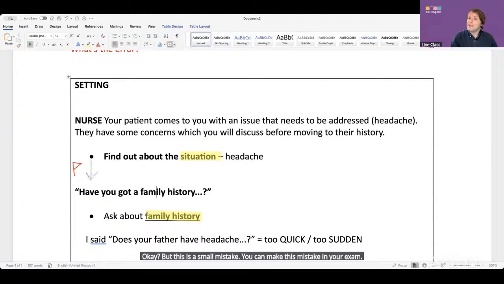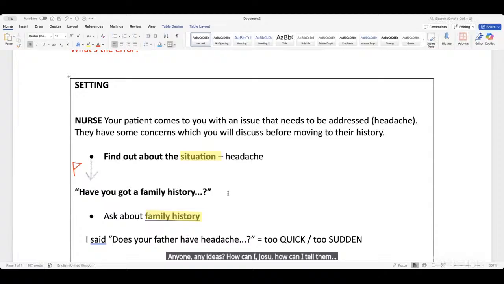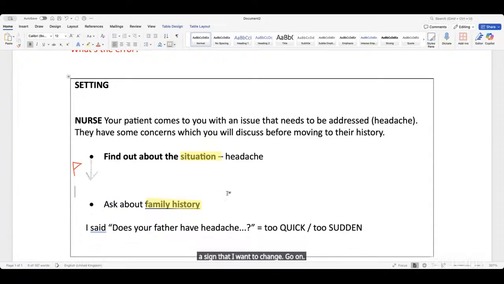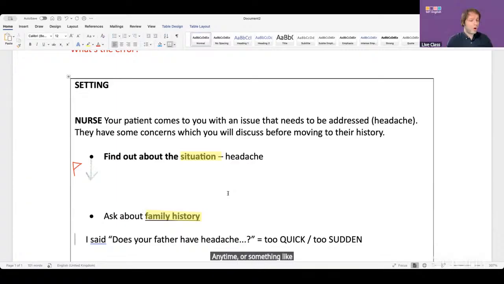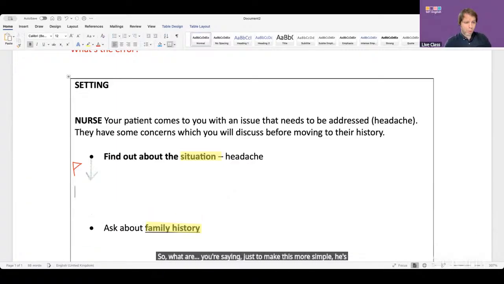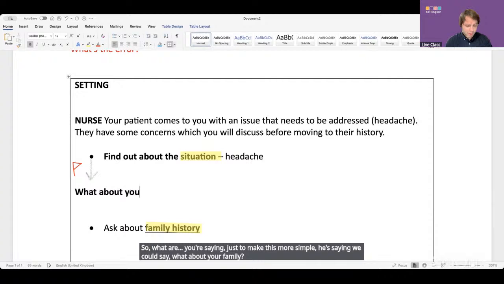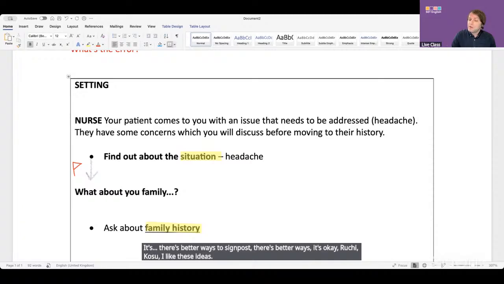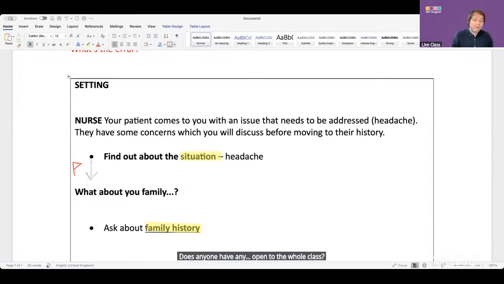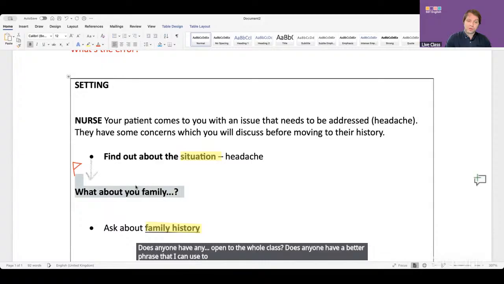Any ideas? How can I tell them a sign that I want to change? What about your family? Is anyone having headaches anytime or something like that? So you're saying, just to make this more simple, we can say, what about your family? It's okay, but there's better ways to signpost. It's okay, Ruchi, Josu, I like these ideas. Does anyone have a better phrase that I can use to change topic?